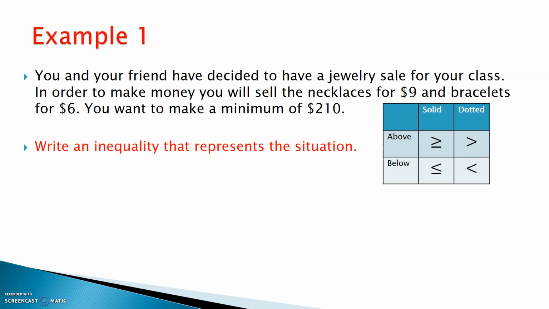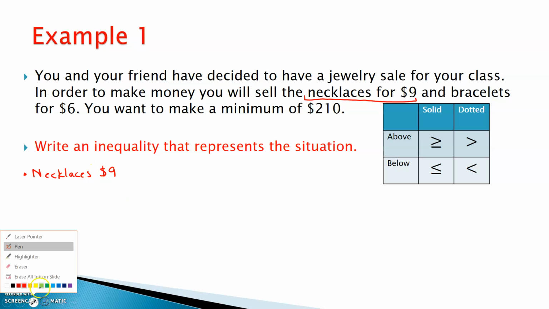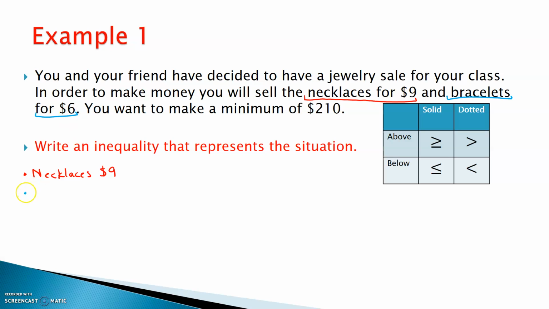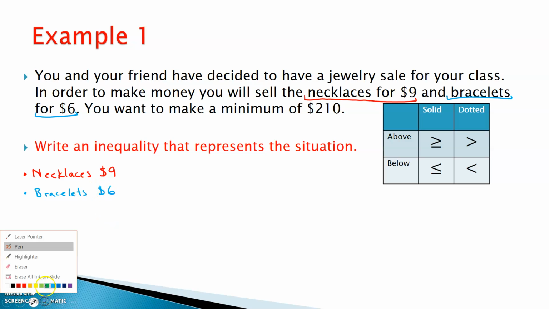So in example one here, it says, in order to make money, I want to sell necklaces for $9. That's important right there, so let's write that down as our first bullet point. Necklace is $9. What else is also important here? It's going to be that bracelets. I also want to sell bracelets for $6. So I'll put bracelets here for $6.